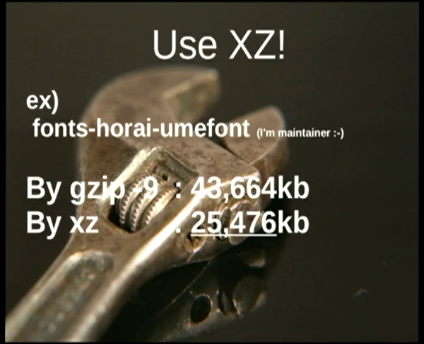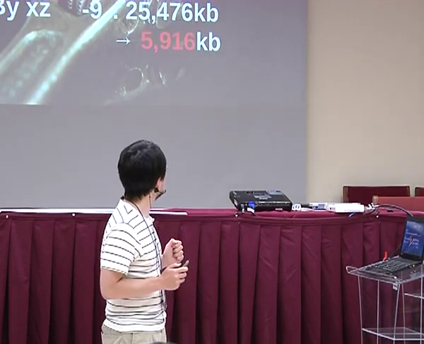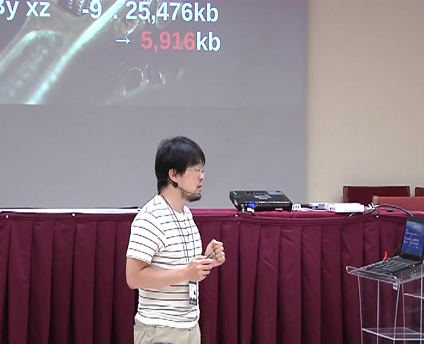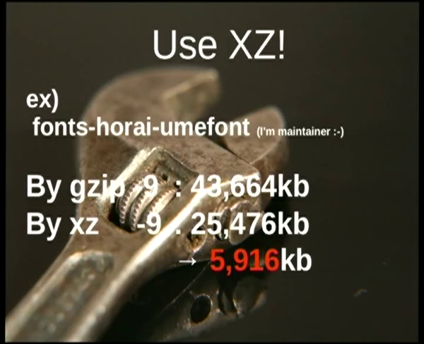For example, I have a Japanese font package, fonts for IPAmj font. With gzip at maximum compression it is about 43 megabytes, and with XZ it shrinks to 25 megabytes, not gigabytes. So it's effective, really. And plus, if you use XZ at maximum compression, you can see that? Yes, almost 6 megabytes. And I already put it in the Debian repository.